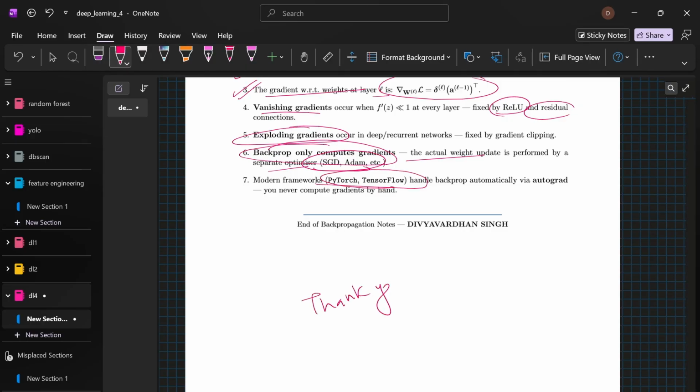So this is how we have covered the complete backpropagation basics. We'll be doing the coding part soon also.